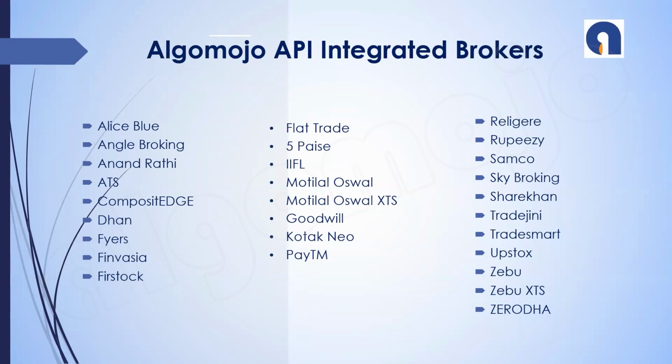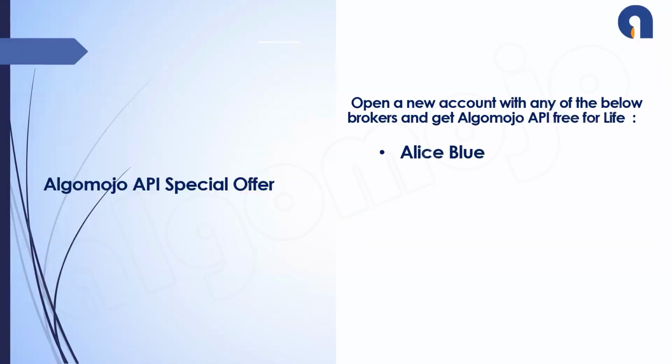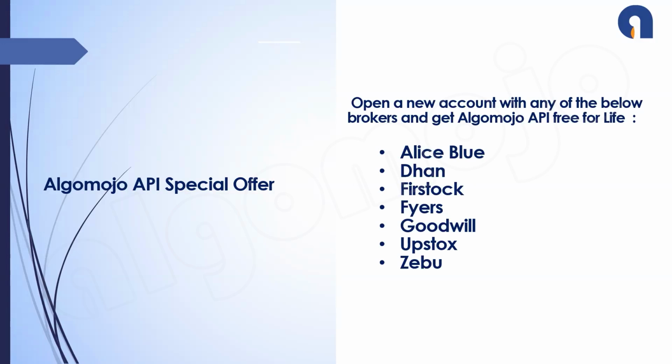In case you don't have an account, or if you'd like to open a new account, kindly use our platform to open a new account. The advantage being that you will get the APIs free of cost from us. In case you use our platform as a reference to open a new account with any of these seven brokers, you will get the APIs of Algomojo free of cost. You will get all the facilities and features that we have free of cost for life as such.